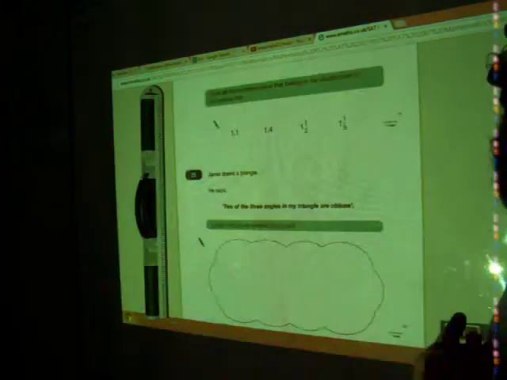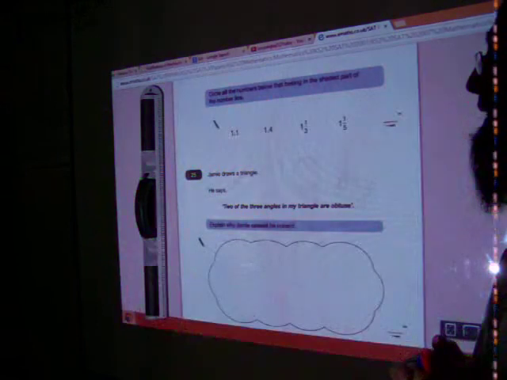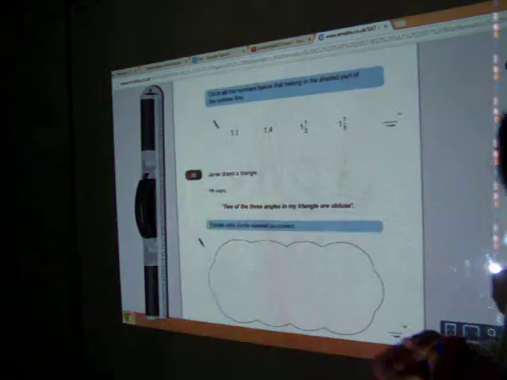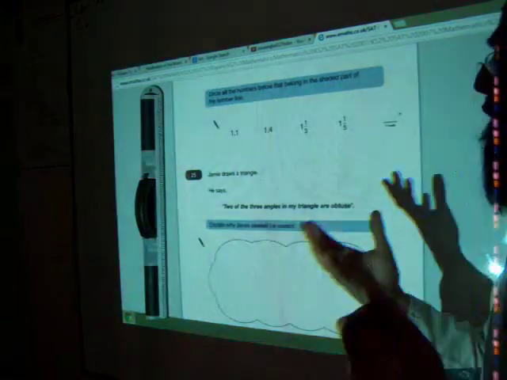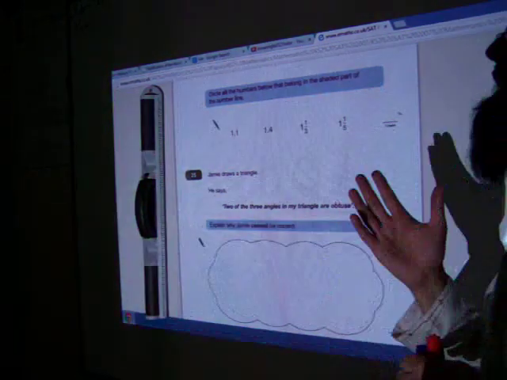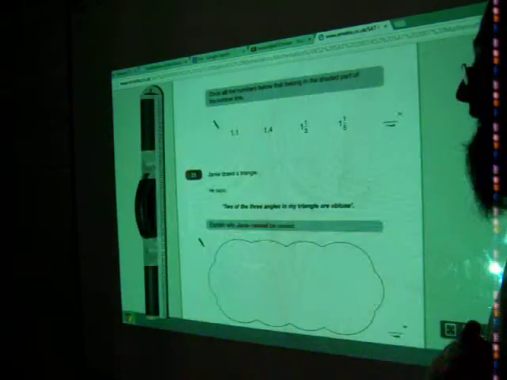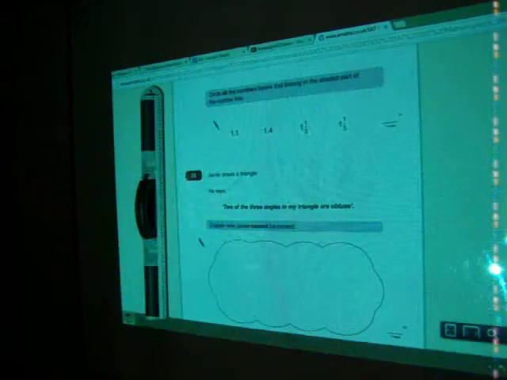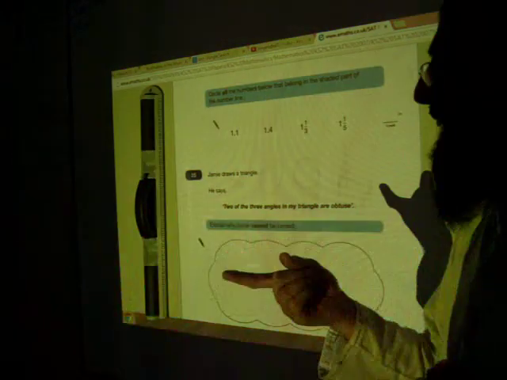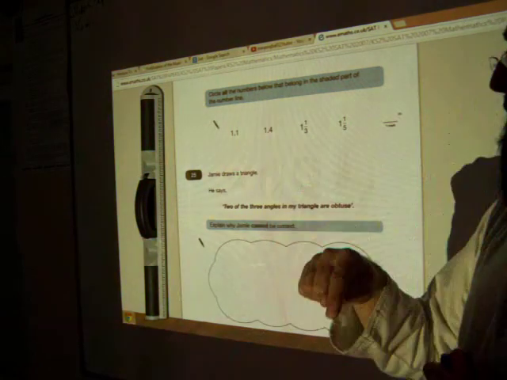I will define for you a right angle. A right angle is an angle which is exactly 90 degrees. A straight angle is an angle which is exactly 180. A reflex angle is an angle which is more than 180 but less than 360. Okay. Now, an obtuse angle is what? It's an angle which is bigger than 90 but less than 180.